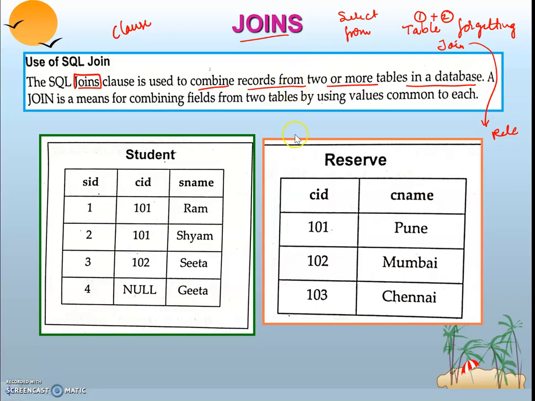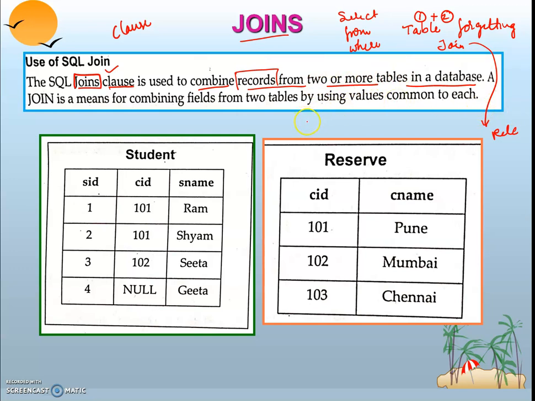So first of all, what is meant by the concept of joins? This join is nothing but a clause, like how you have seen the select, from, where clauses, isn't it? Similarly, we have one more clause called joins, which is used for combining the records from two or more tables in a database. So what is that exactly?